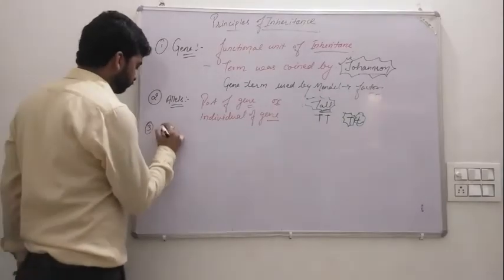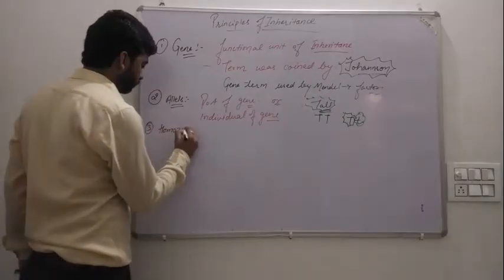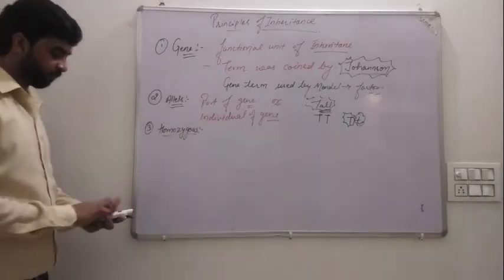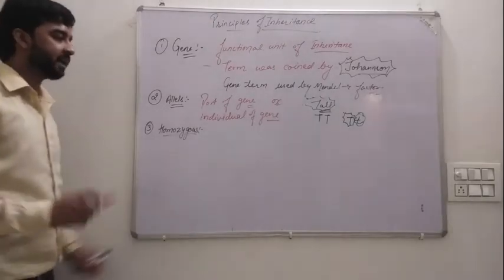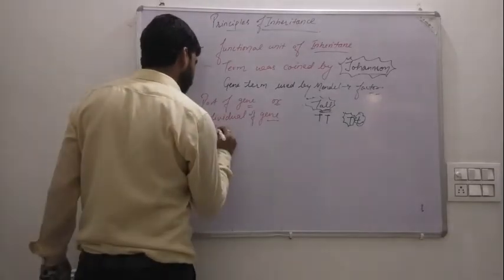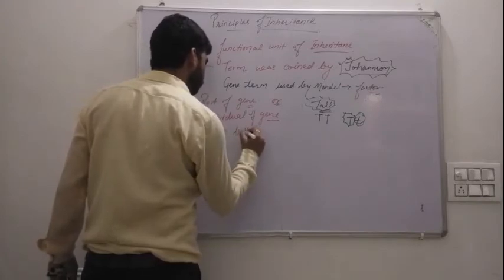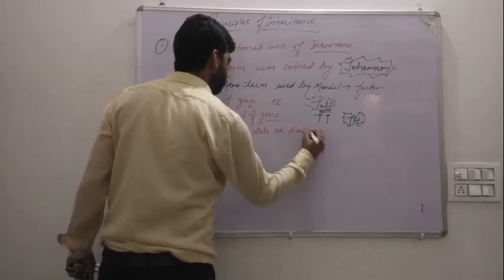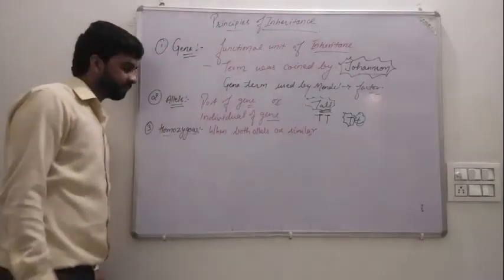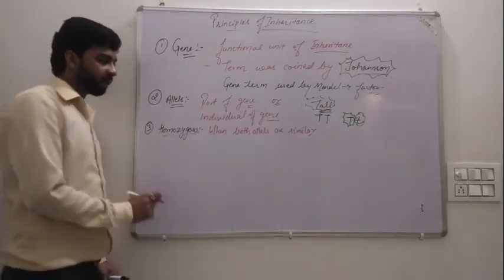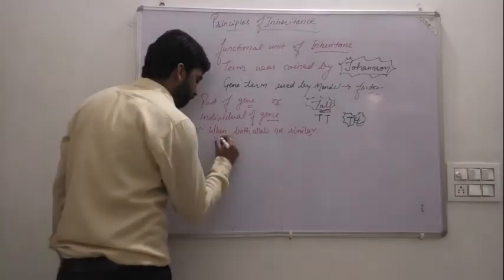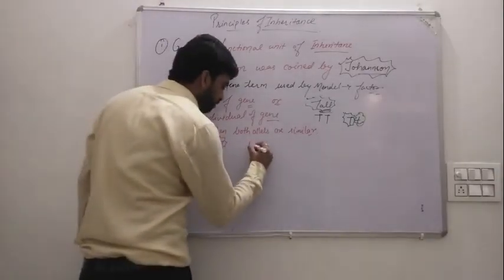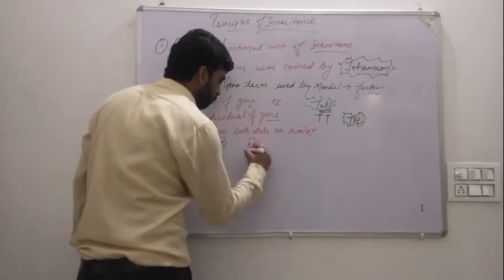Third one is homozygous or homozygosity, when both alleles are similar. When both alleles are similar, then the term is called homozygosity. For example, capital T is called homozygous dominant, and a small t, homozygous recessive.